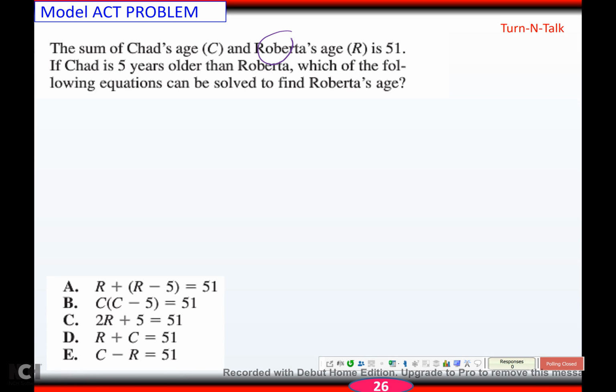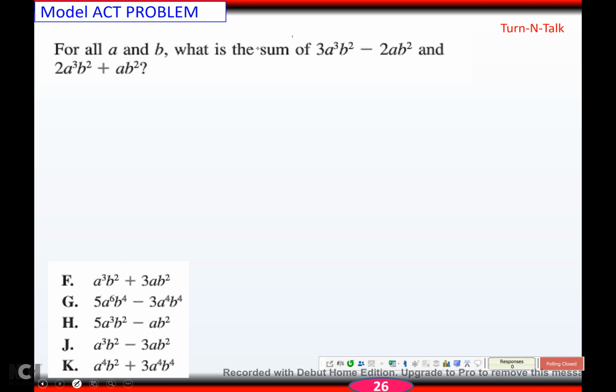Alright, they want the sum. Darn it. They want the sum of these two polynomials. This one and this one. If they would have said difference, please guys, if they say difference, you've got to remember that however many terms you subtract off would change signs. But it says sum, so we don't have to worry about anybody's signs changing.